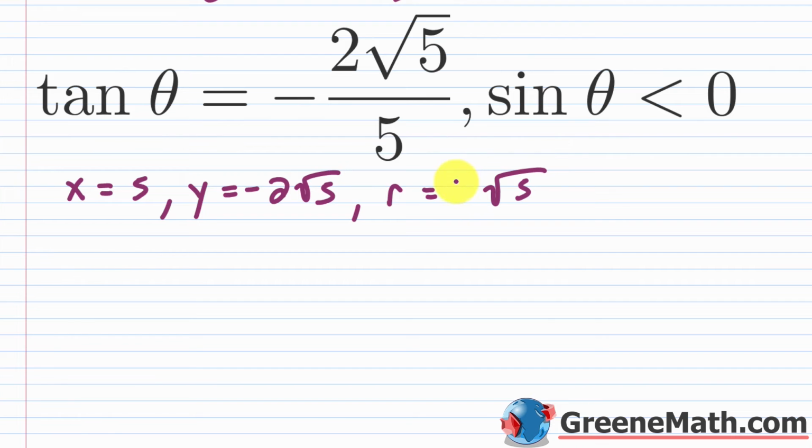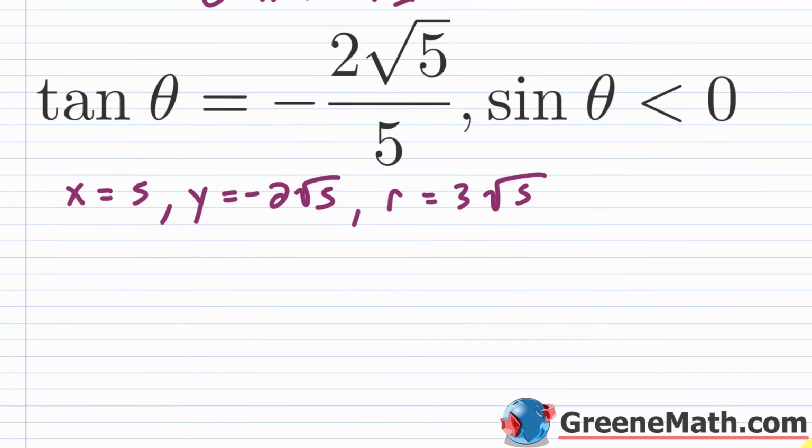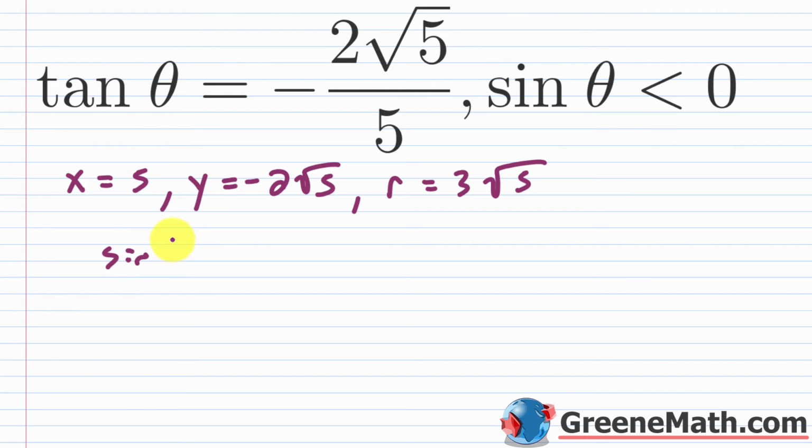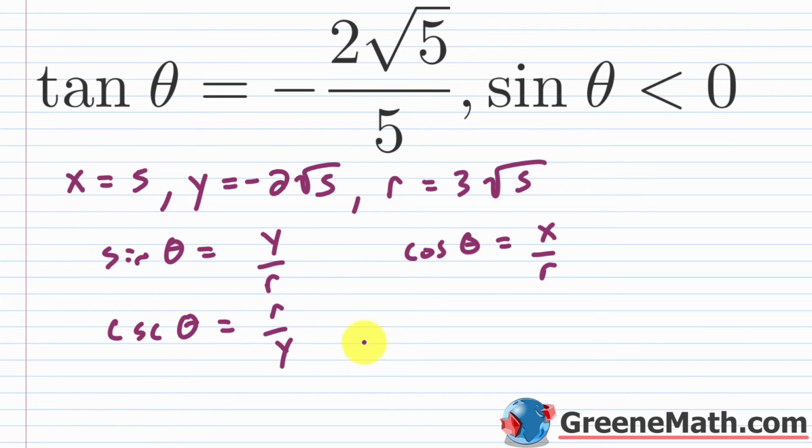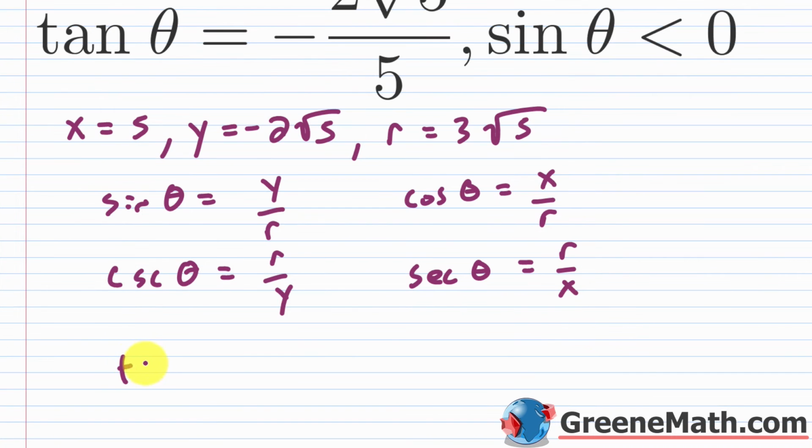Okay, so we have everything we need. So let's go through here and say that the sine of theta is equal to y over r. The cosine of theta is equal to x over r. The cosecant of theta is equal to r over y. The secant of theta is equal to r over x. Your tangent of theta, which is given to us as the negative of 2 times square root of 5 over 5. And then your cotangent of theta, which can be found by just flipping this guy.